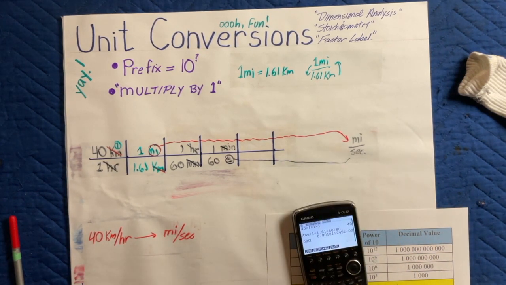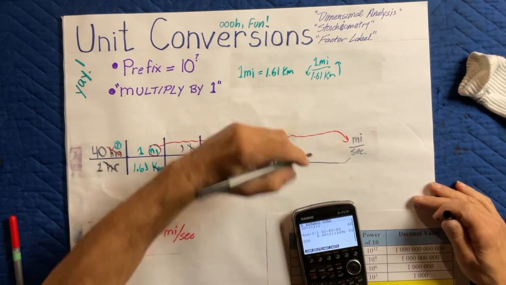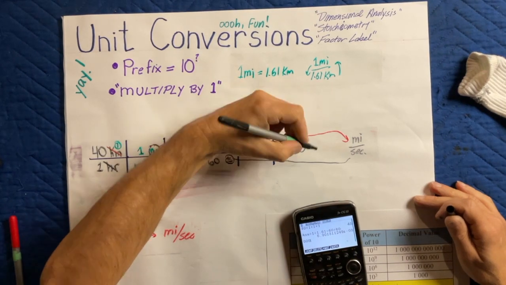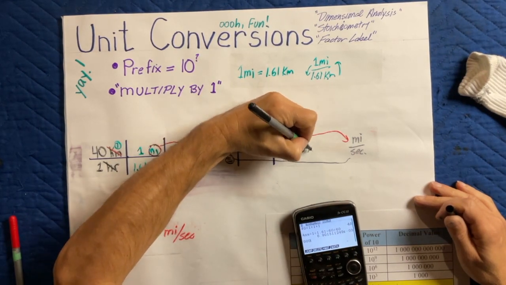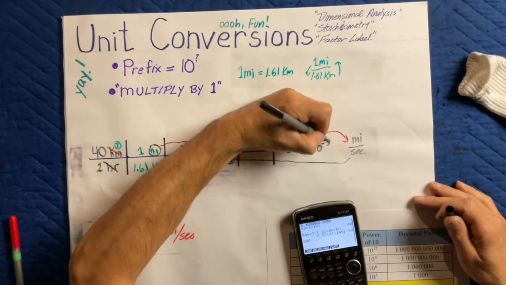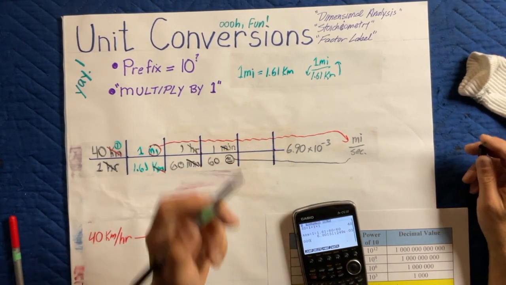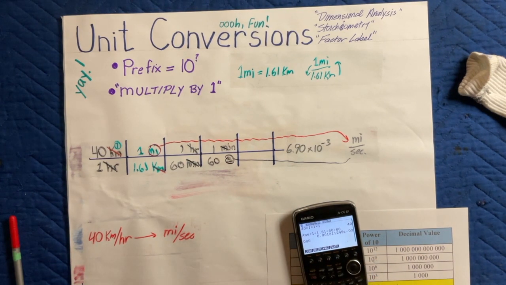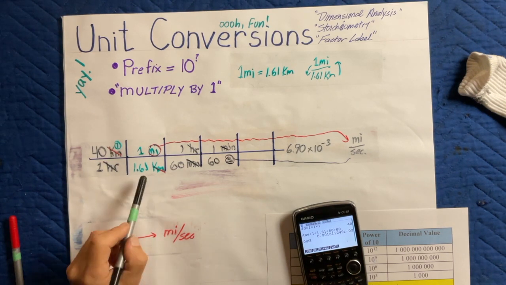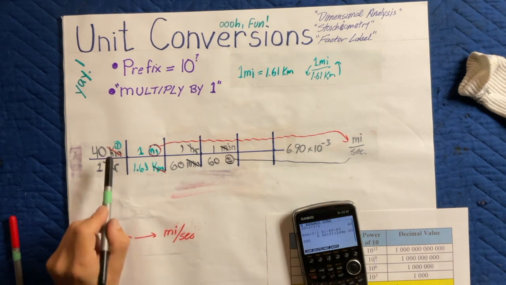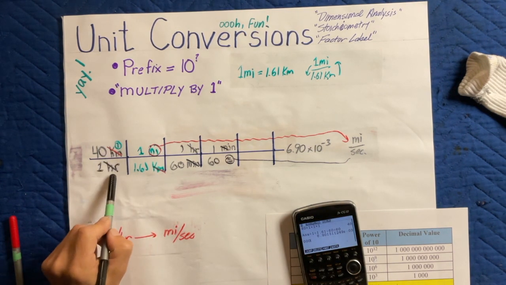The number I end up with, I'm going to go right to scientific notation with this, because that's how my calculator decided to give it to me. 6.90 times 10 to the negative third miles per second. I typically go to 2 decimals in these answers when I do them. That is my final answer. A final talking point here is, why did I do the length first and then the time? No reason. I have a tendency to always look at the top value first and then do the bottom one second.